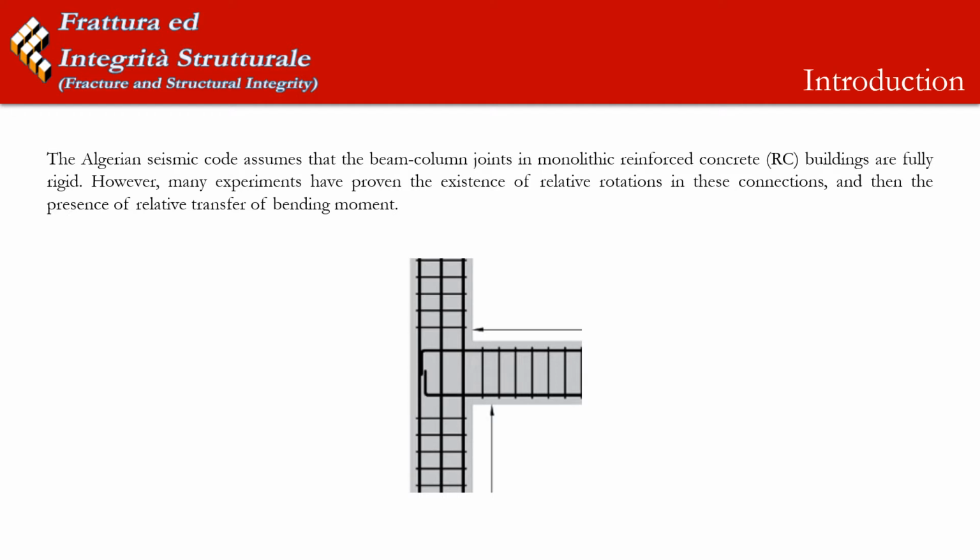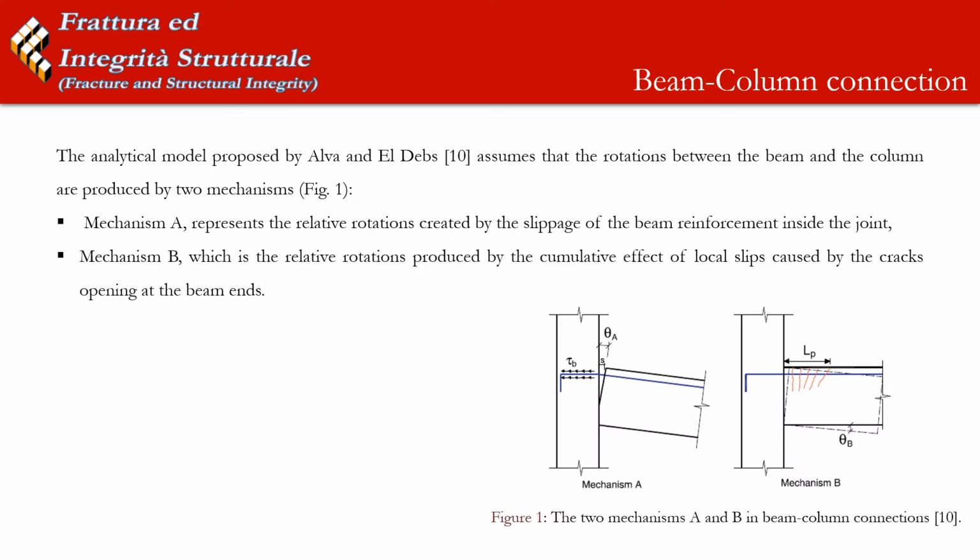However, many experiments have proven the existence of relative rotations in these connections, and thus the presence of relative transfer of bending moment. In our study, the model of Alpha and Elwood is used to model the beam column connections. The model considers two mechanisms. Mechanism A takes into account the slippage of the beam reinforcement inside the joints. Mechanism B takes into account the crack opening at the beam ends.